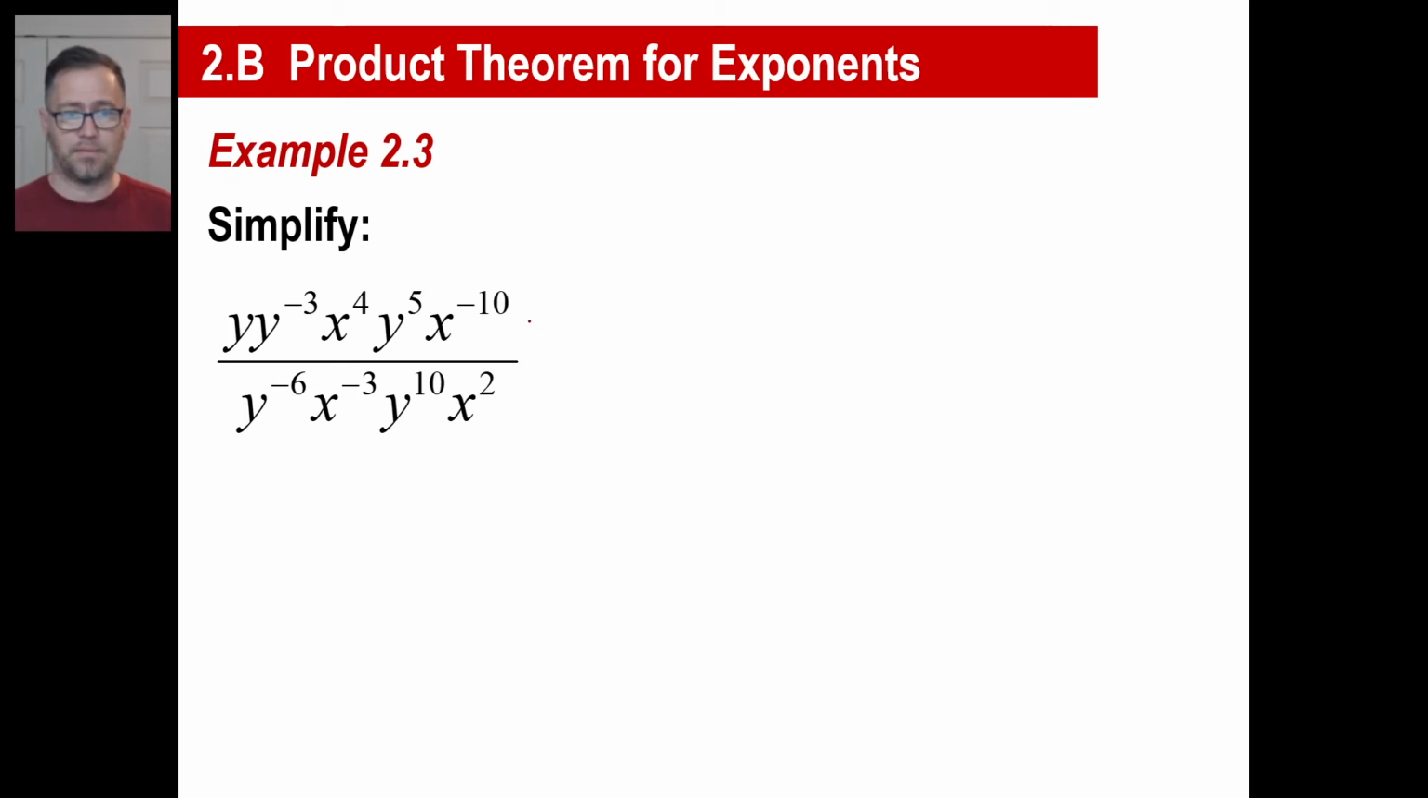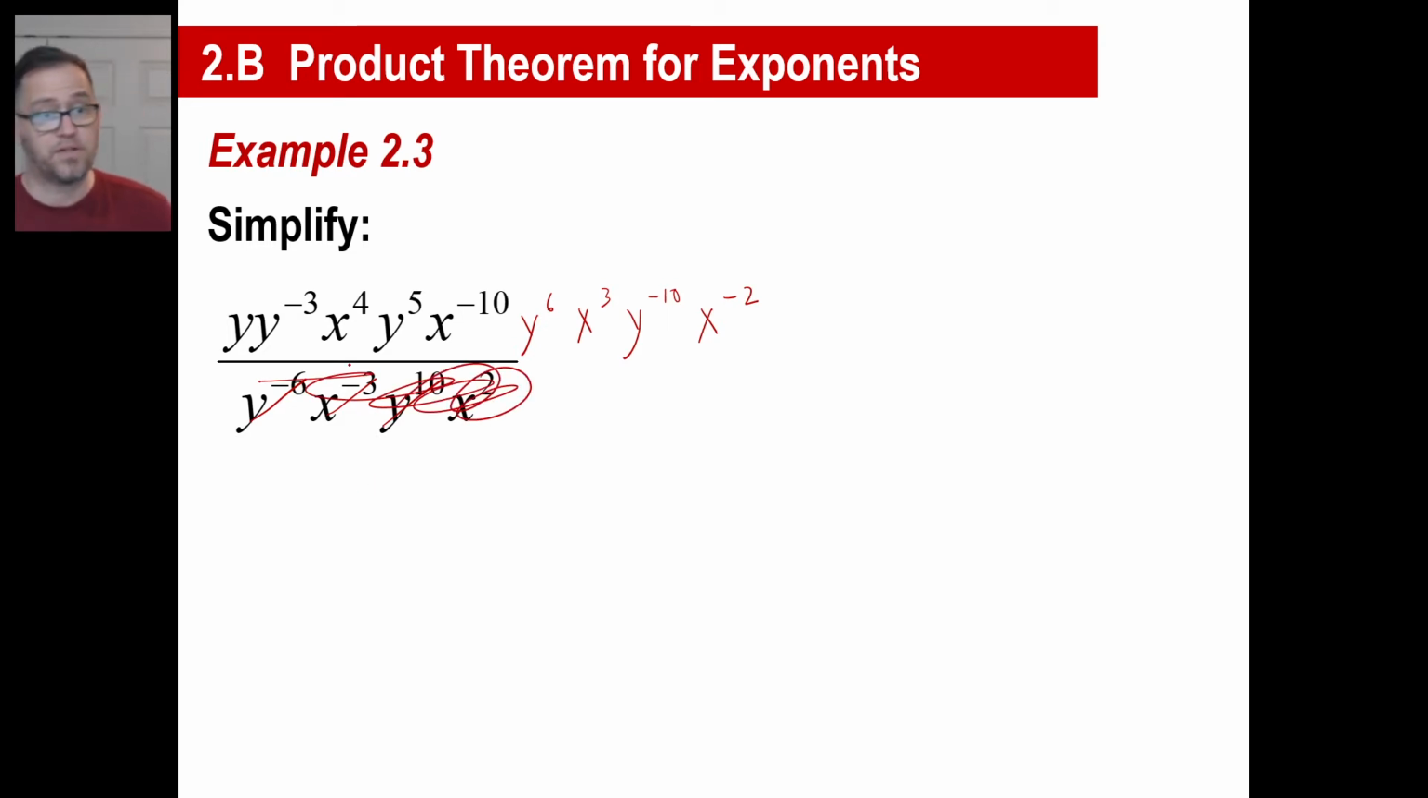Okay, we'll do that. I'm going to change this y to the negative 6. I'm going to move it up here. So it turns into y to the positive 6, right? X to the negative 3 gets moved up and it gets turned into x to the third power. Y to the 10 here gets moved up. It gets changed into y to the negative 10. And x to the second gets moved up and changes into x to the negative 2. Okay. Now we just have this to mess with.